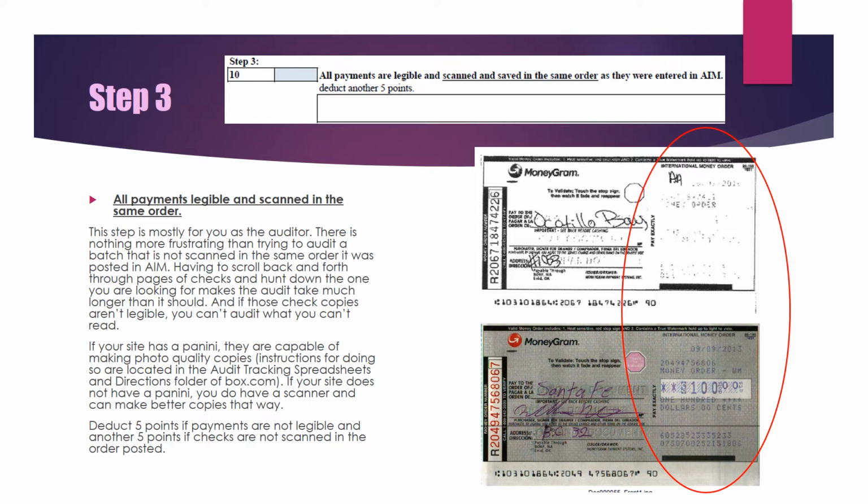If your site has a Panini, they are capable of making photo quality copies. Instructions for doing so are located in the Audit Tracking Spreadsheets and Directions folder of box.com. If your site does not have a Panini, you do have a scanner and can make better copies that way. Deduct 5 points if payments are not legible and another 5 points if checks are not scanned in the order posted.